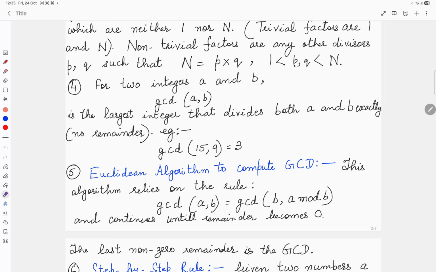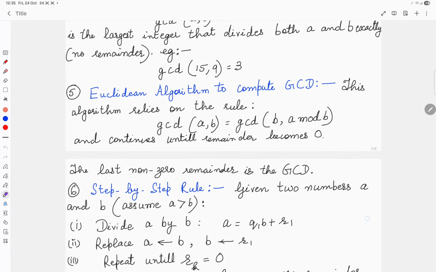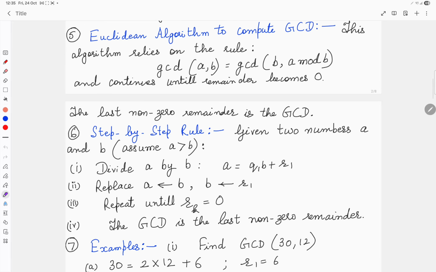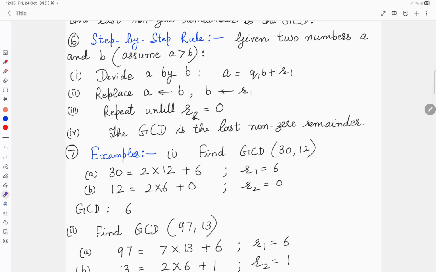Let us try to look into how to find out the GCD of two numbers also. The algorithm used to find out the GCD is known as the Euclidean algorithm. Now let us see how the GCD is calculated for two numbers. Let me explain from the example, then I will relate the example figures with the algorithm. Now we have to find out the GCD of 30 comma 12. So a is equal to 30 and b is equal to 12.